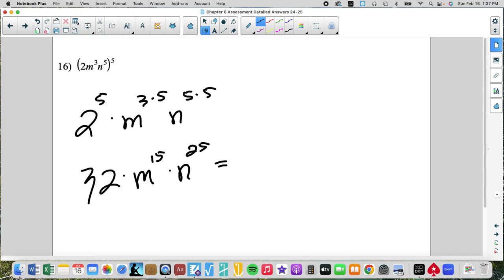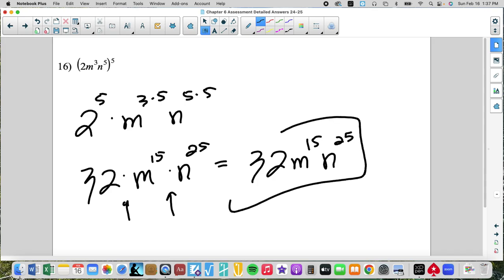We are not going to leave our answer with those product signs. We have to write it as a simplified term. Do not write it with multiplication signs, and put it in alphabetical order: m comes before n.